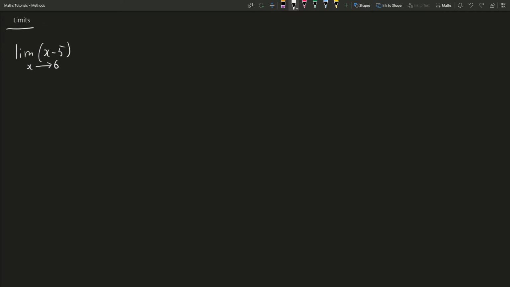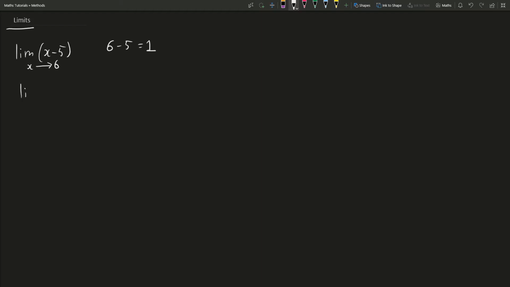So in this case, what we're doing is subbing 6 into the x value, and we get 6 minus 5 equals 1. All well and good. That's saying as x approaches 6, we get a value of 1. We get closer and closer to that value of 1. But let's try a slightly harder one now and see if subbing in for x still works.